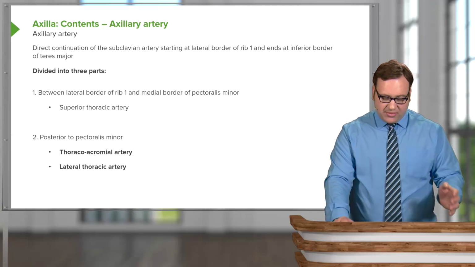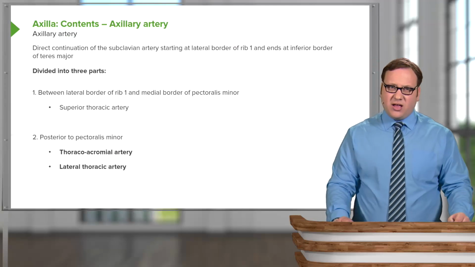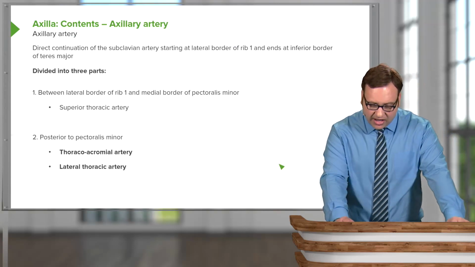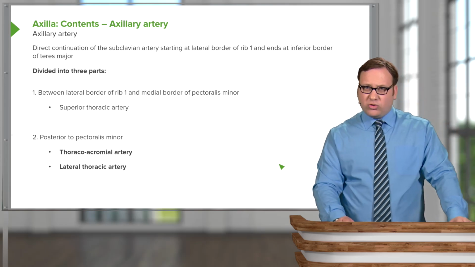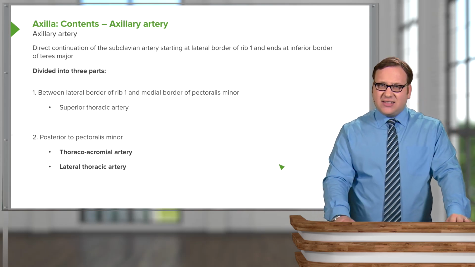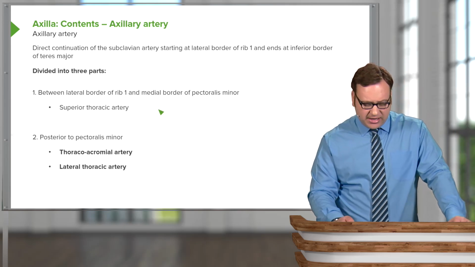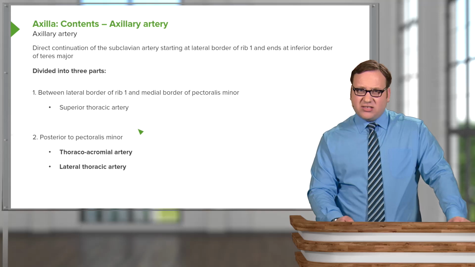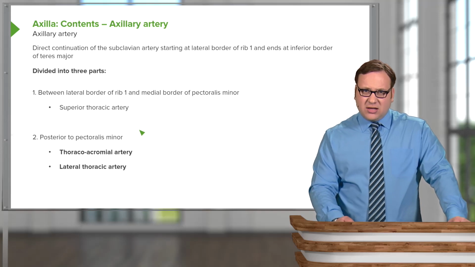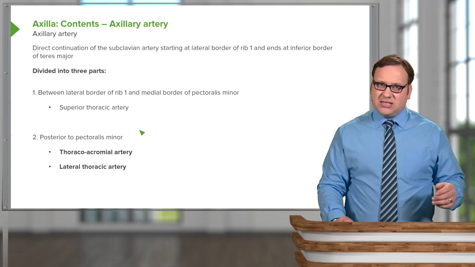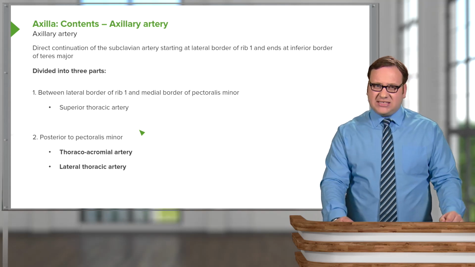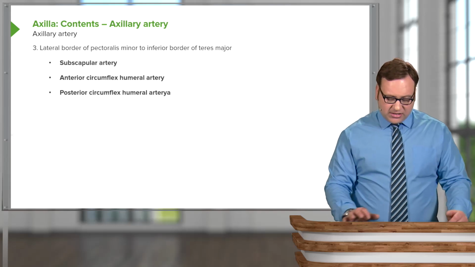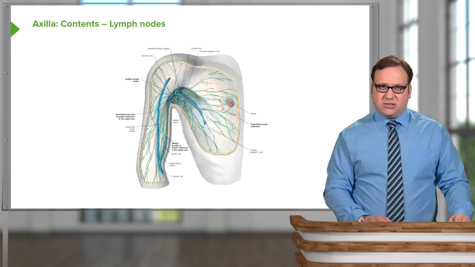So if we have a look at the three parts of the axillary artery, then as I said, it's a direct continuation of the subclavian artery starting at the lateral border of the first rib, and it ends at the inferior border of teres major, divided into three parts. And each part gives rise to numerous blood vessels. So coming from the first part, there's going to be one. Coming from the second part, there's going to be two. And coming from the third part, there's going to be three blood vessels.